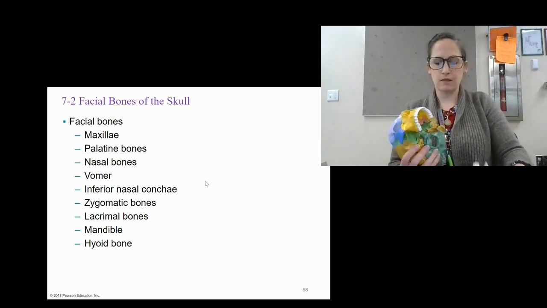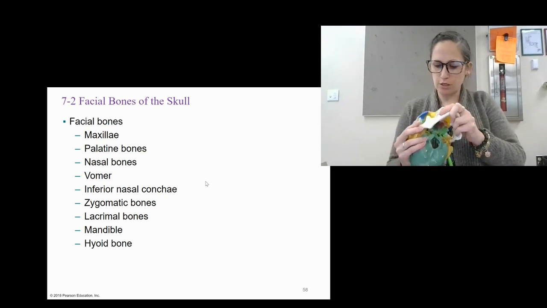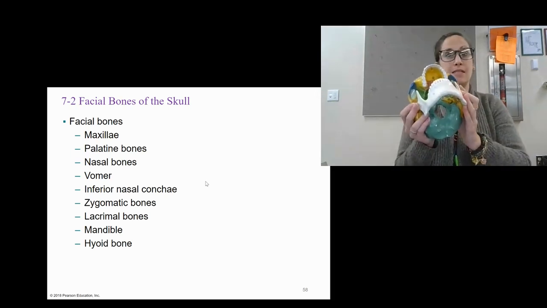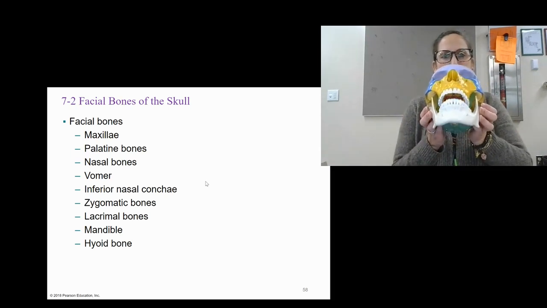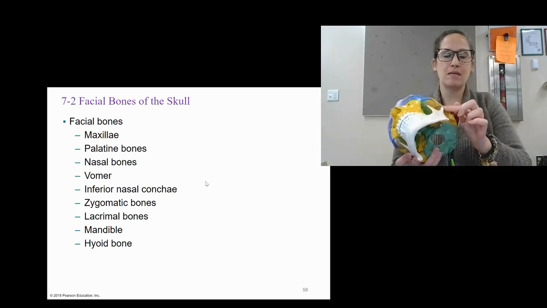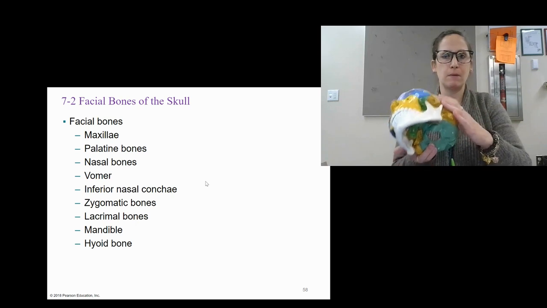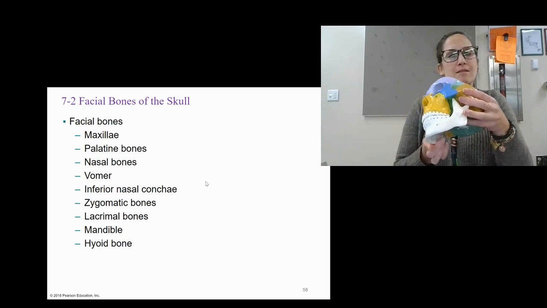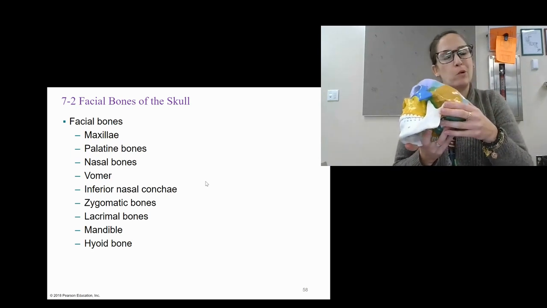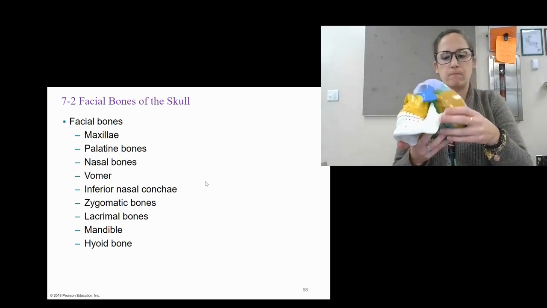Last but not least, you have your very large, essentially detachable bone that is your mandible, or your lower jaw. And again, that articulates with the mandibular fossa in the temporal bones on both the left and the right side, forming what we refer to as the TMJ, or the temporomandibular joint.